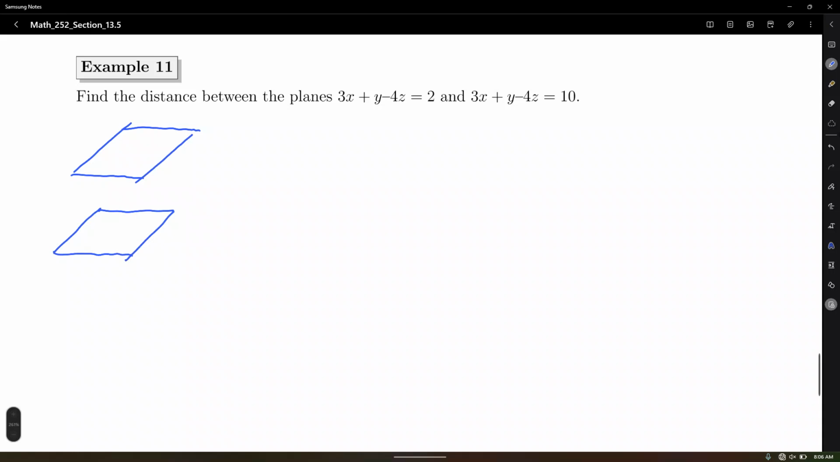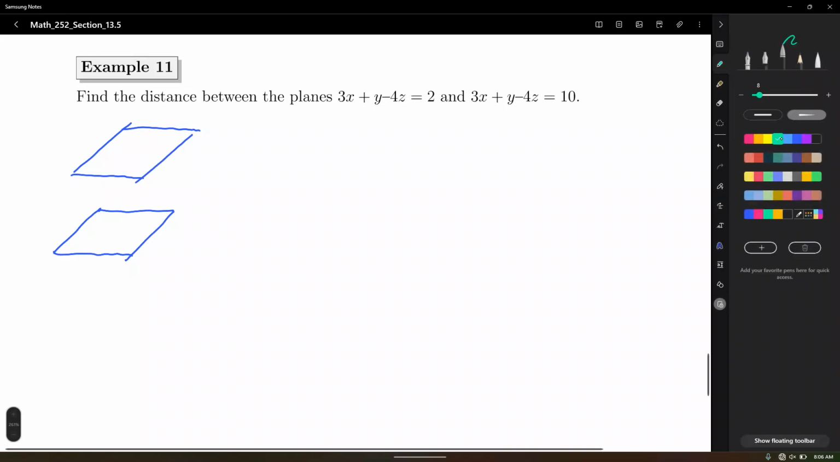So number one, we will need to find 2 points, 1 point on each plane, because right here, this distance, let me call that distance D, for instance, okay? Because these planes are parallel, the distance between the two planes is going to be the same. With intersecting planes, the distance changes at every single point, so they're no longer parallel.